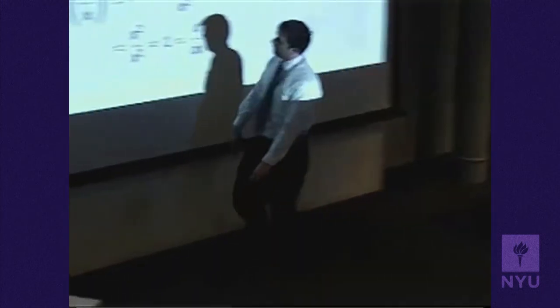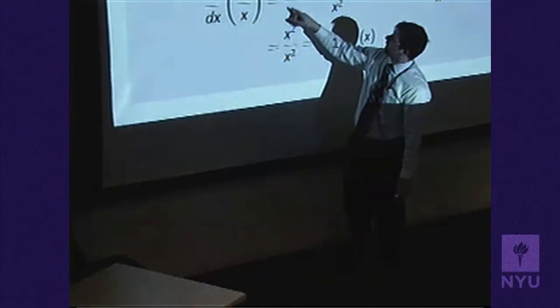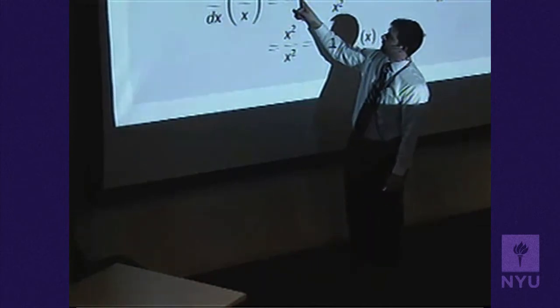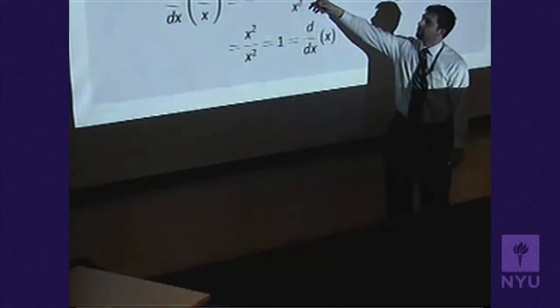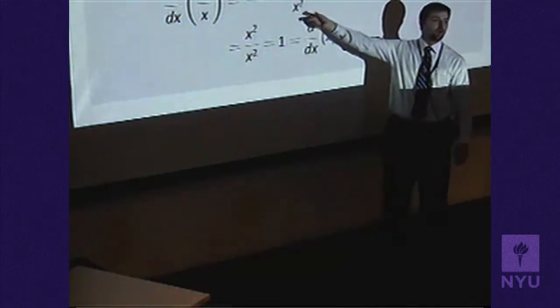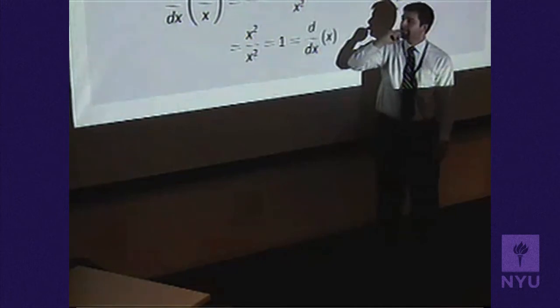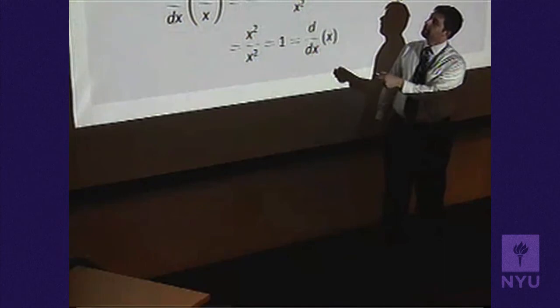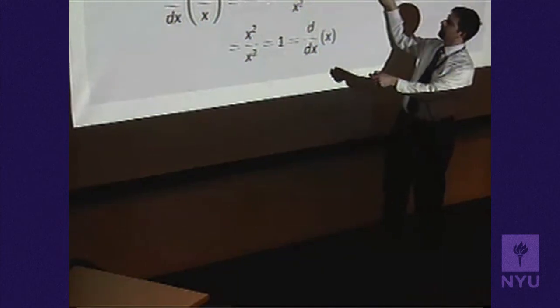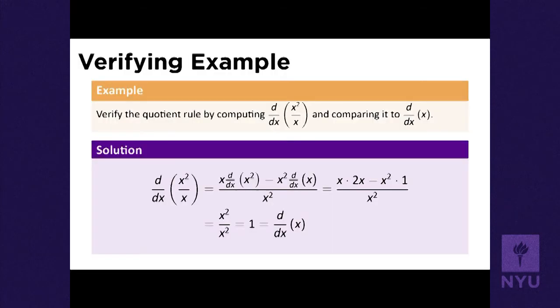So the derivative of the quotient of u and v is v times the derivative of u, that is the denominator times the derivative of the numerator, minus the numerator times the derivative of the denominator, over the denominator squared. The denominator squared, that's not too hard. X squared is x squared. The derivative of the numerator is 2x. The derivative of the denominator is 1. So I've got x times 2x minus x squared times 1 divided by x squared.